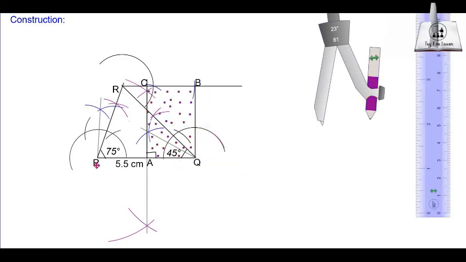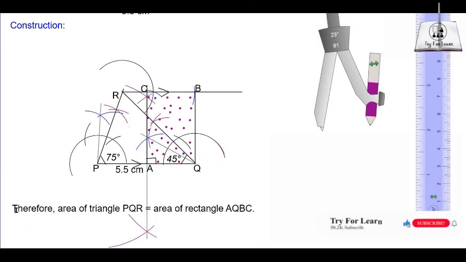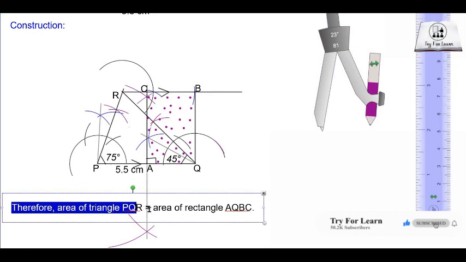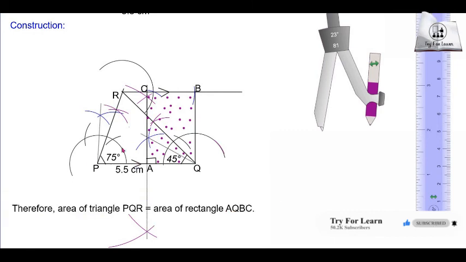Here rectangle AQBC is equal to triangle PQR. Here PQ and RB are parallel. Opposite sides of rectangle AQBC are equal. Therefore, the area of triangle PQR is equal to the area of the drawn rectangle AQBC.